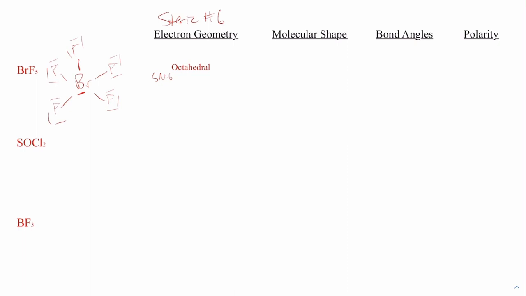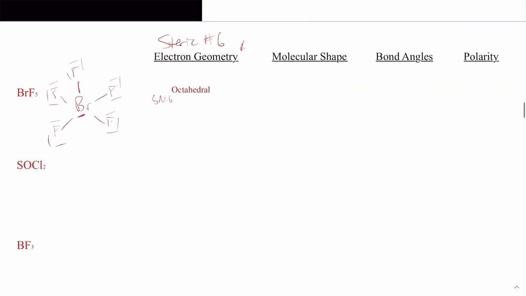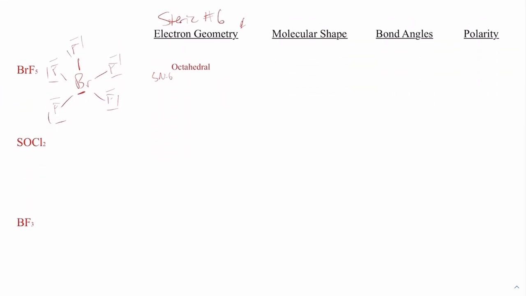It would be the same as electron geometry if there were no lone pairs. If there were no lone pairs, I would say this is octahedral as well. However, obviously there is one lone pair here. So what that means is I'm going to have to figure out what this actually looks like in real life. And if you remember, when we have a steric number of 6, we have an axial plane.